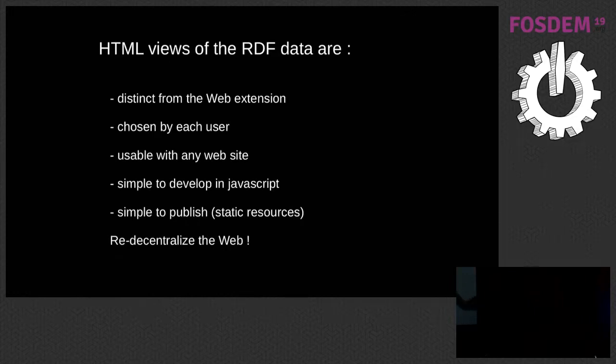It's usable on any website. I'm not part of the team that's making DBpedia, so for the demonstration, it just worked with a public website already. The views are functions that you develop in JavaScript or in TypeScript if you want. They are simple to publish. As you saw on the website where I got the configuration, that was only a static page and a static file that would be imported in the browser. And the conclusion is, let's re-decentralize the web. Thank you.